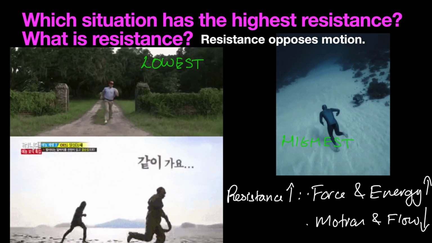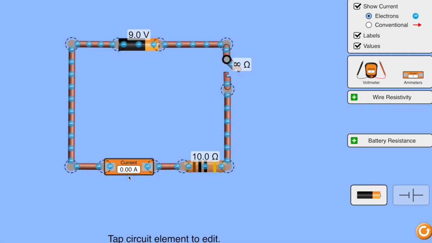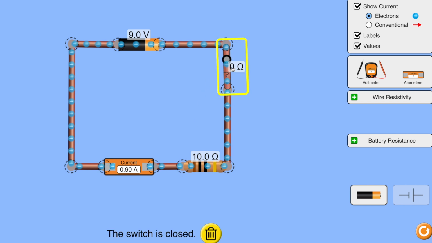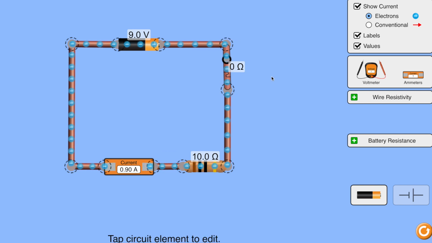Let's see how this plays out in electricity and electrical circuits. So here we have a circuit. We have a battery with a voltage of 9 volts. We have a resistor with a resistance of 10 ohms in this case. And we have an ammeter to measure the current. Now when I close the switch, look at these values and try and identify the relationship between voltage, current, and resistance. Voltage, current, and resistance. Try and figure out the relationship.